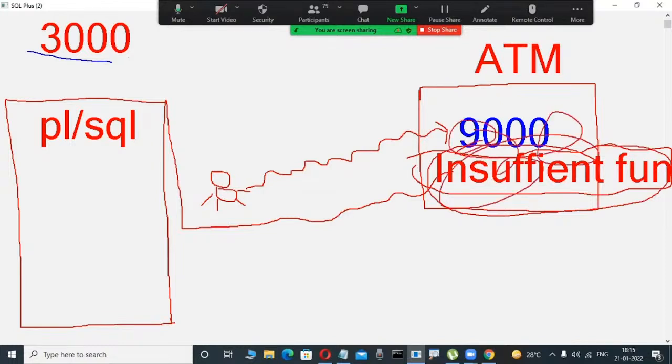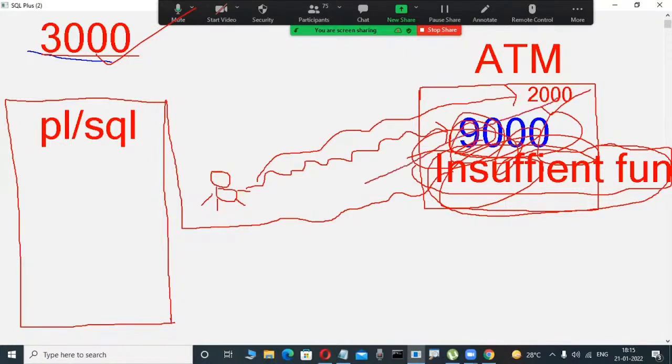Again, another scenario. For example, now my balance is 3,000. Suppose I insert the ATM card and try to withdraw 2,000 rupees, for example. Now it is possible. Why? Because my balance is 3,000. Here 2,000 is less than 3,000. That's why trying to retrieve it is possible. We are withdrawing the money, 2,000 is possible in this example.